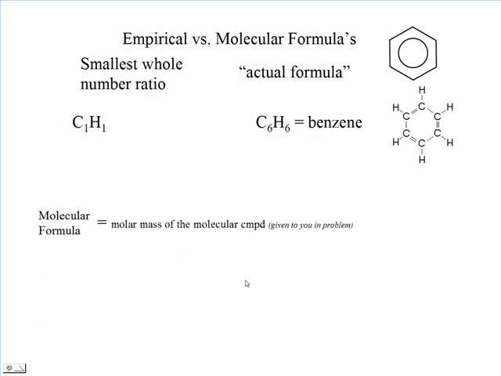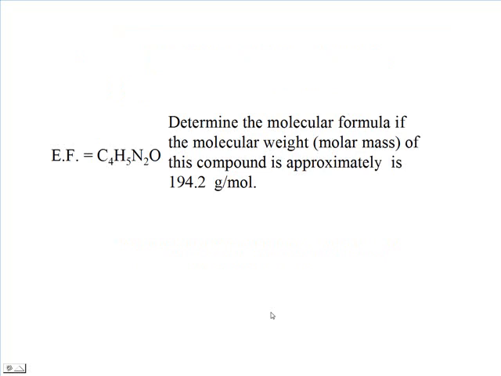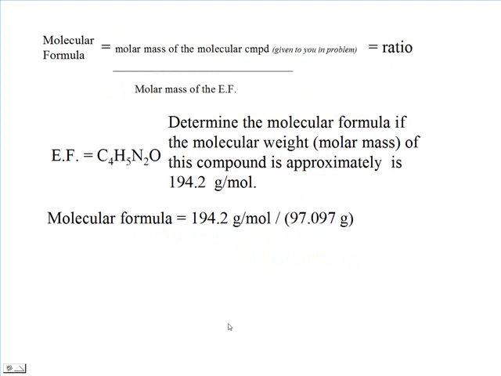So how do we determine the molecular formula, or the actual one? Take the molar mass of the molecular compound, which will always be given to you, and divide it by the molar mass of the empirical formula, which you most likely have to calculate, and a ratio will be developed between these two items. Let's take a look at what was actually in your lecture notes. Here they want you to determine the molecular formula if the molecular weight of the compound is 194.2 grams.